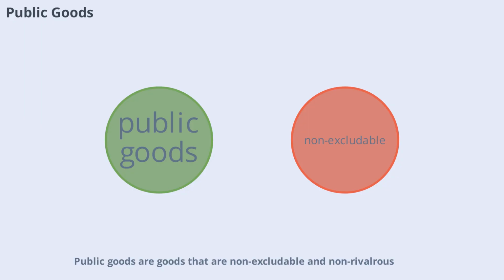Public goods are goods that are non-excludable and non-rivalrous, meaning everyone can use them and one person's use doesn't reduce availability for others. Examples include street lighting and national defense. Because markets may underprovide public goods, governments often step in to supply them.